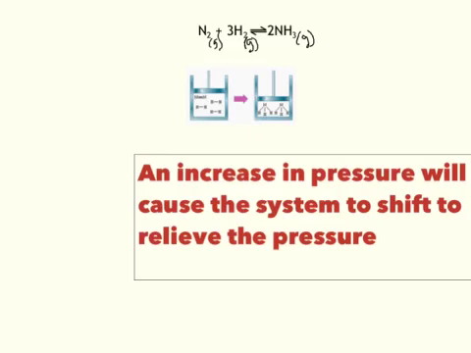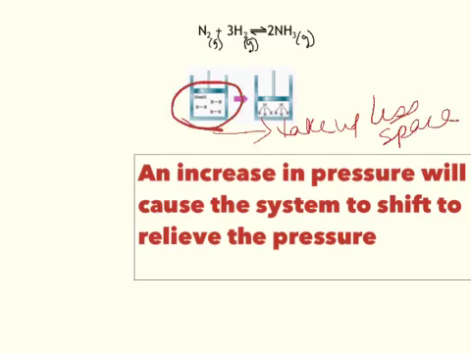So, since we're going from 4 molecules on the reactant side to 2 molecules on the product side, by increasing the pressure, we would cause the equilibrium to shift toward the formation of more products. That way, those ammonia molecules will take up less space than what's over here on the reactant side.